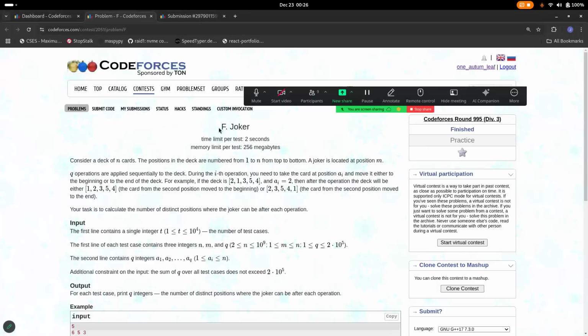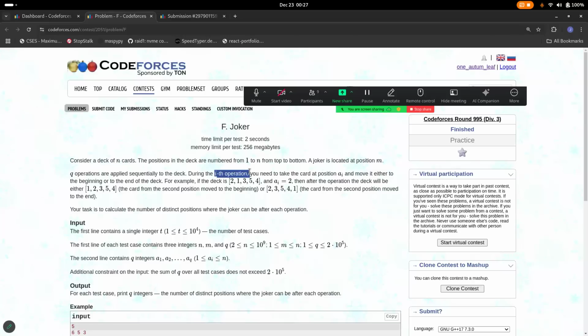So problem F was named Joker, and in this problem we had a deck of n cards. The positions in the deck are numbered 1 to n from top to bottom, and a Joker card was located at position M initially. And we had Q operations which were applied sequentially to the deck. So basically these operations were persistent. Once you perform the operation, the deck was changed and it would remain changed for the next operation.